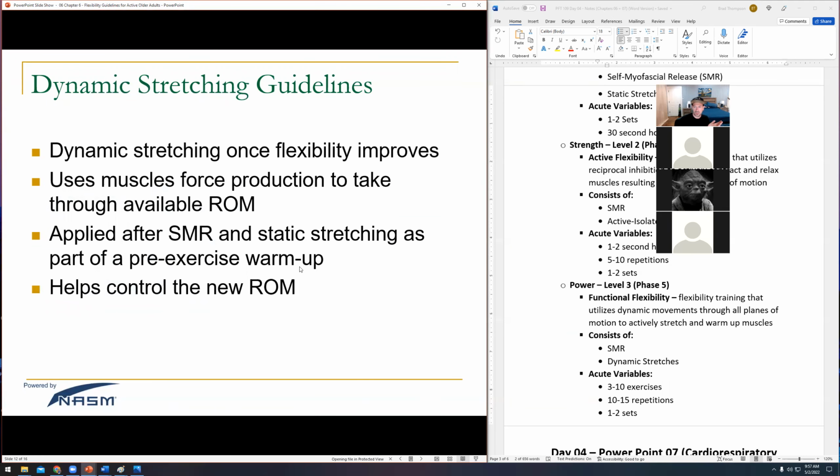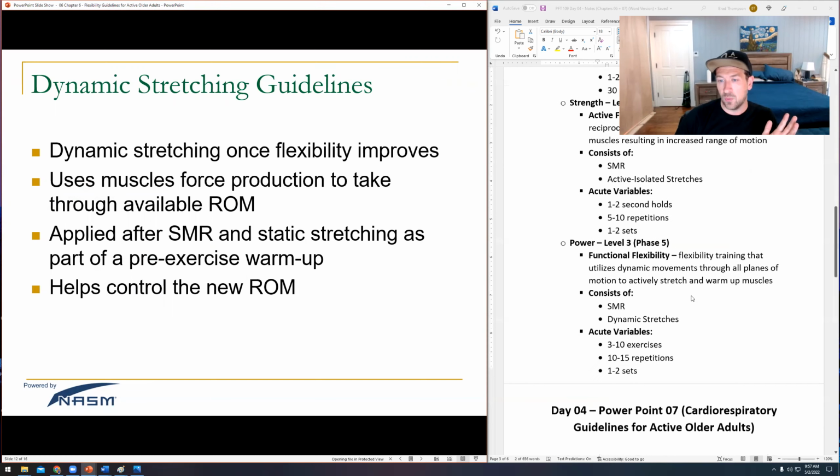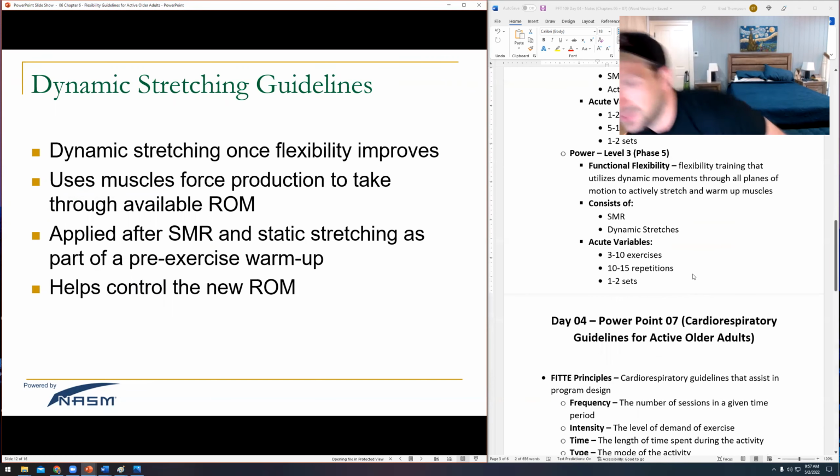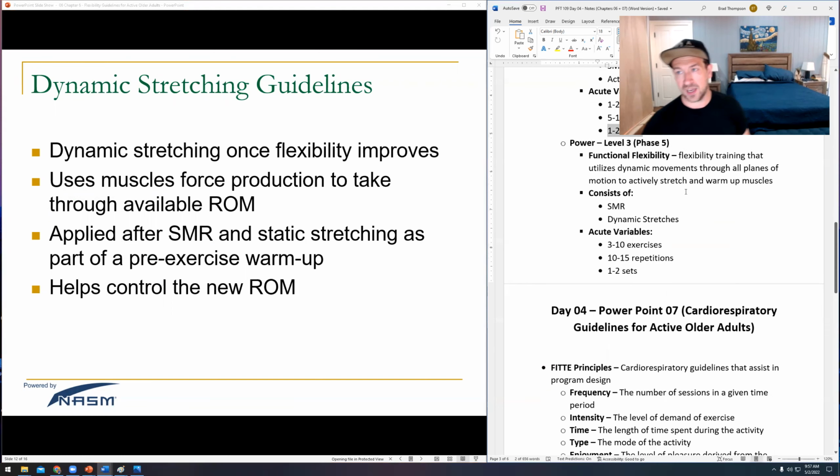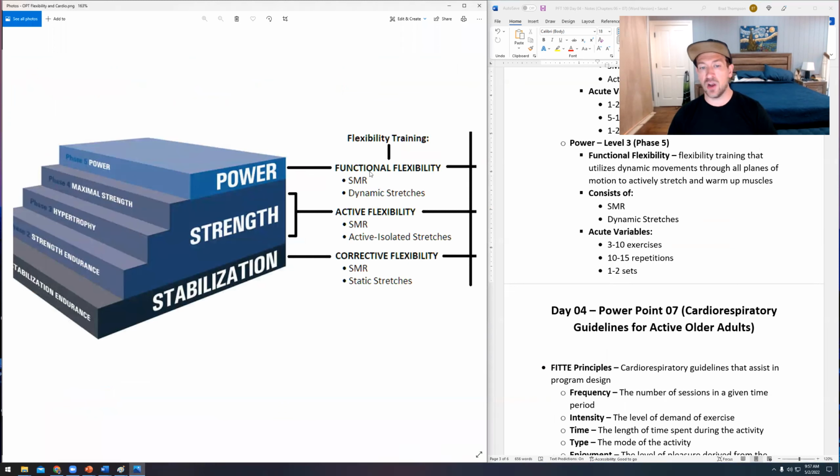Lastly, let's take a look at dynamic stretches. So what if Bob's in the power level, right? Level 3 here. Well, again, we need to grab a different toolbox. So this time, we're going to grab our functional flexibility tool bag. Functional is like NASM's way of saying athletic, right? Power level is the peak.